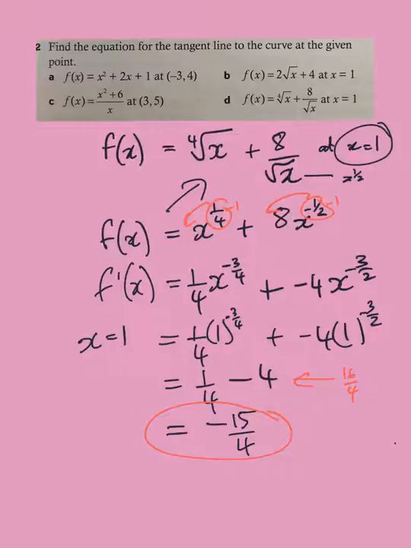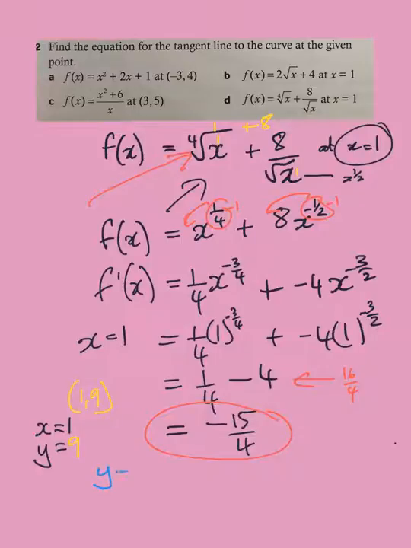But they've asked us to get the equation for the tangent. So we need a coordinate, but we only know what the x is. We know that x is equal to 1, but what's y when x is equal to 1? Well, we need to put that back into the original equation now. So what's that going to be? If we put x is 1 into this original equation, we're just going to end up with 1 plus 8, which is equal to 9. So now our coordinate point is (1, 9).